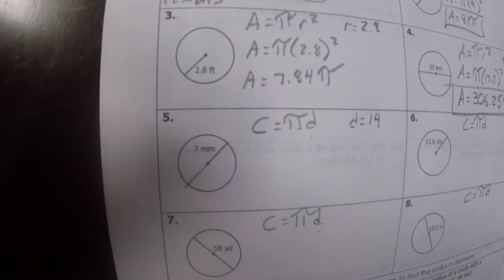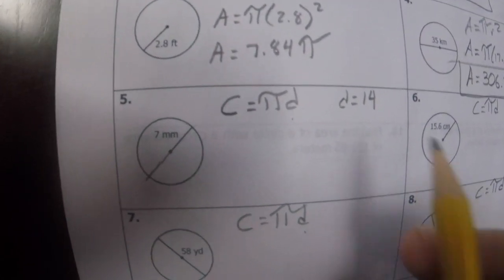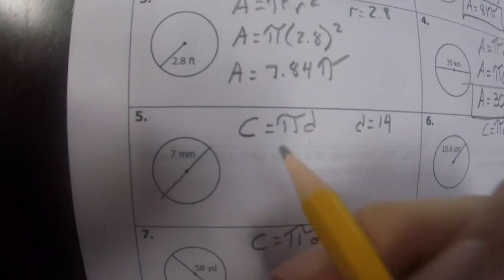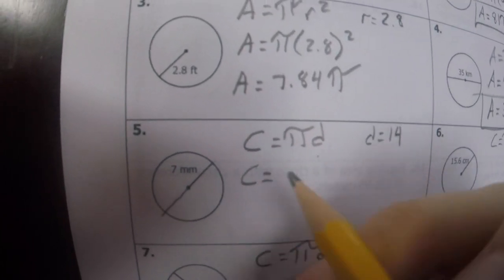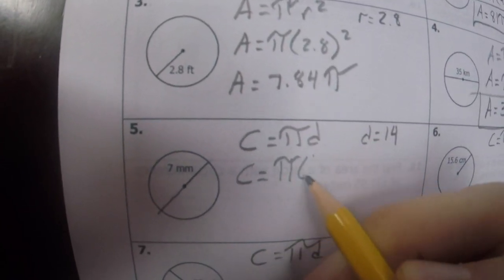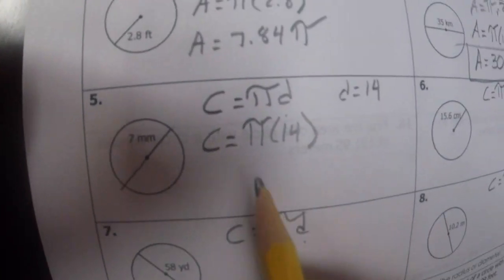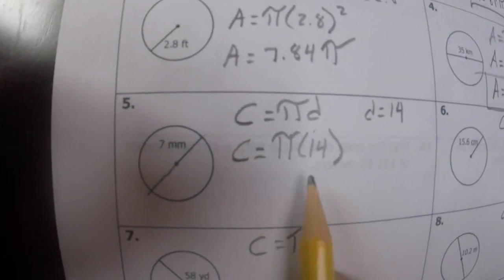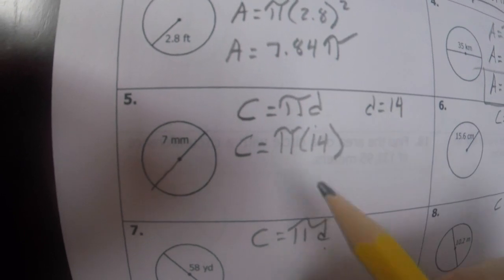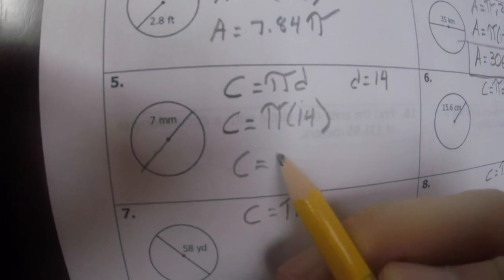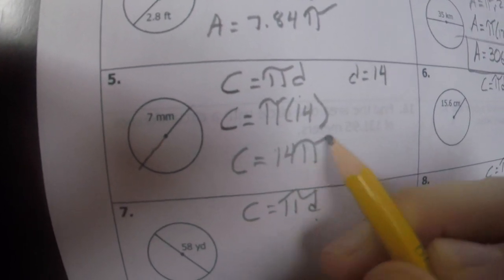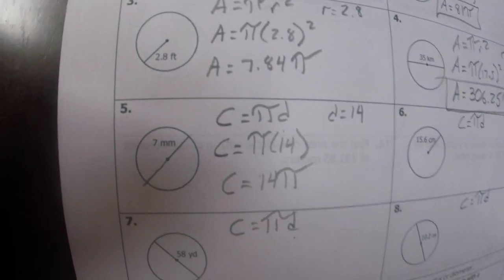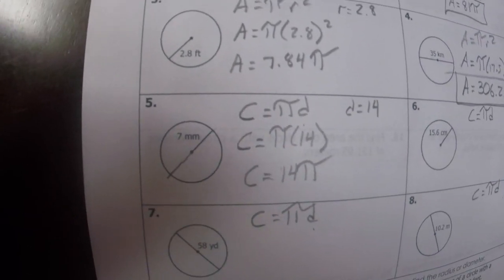And now I could just pop that right into the circumference formula. D is 14. Pop in 14 for D. C equals pi times 14. I don't like leaving my answer like this. It just looks weird. We usually put the number in front of pi. So C equals 14 pi. Boom. Circumference. All right.